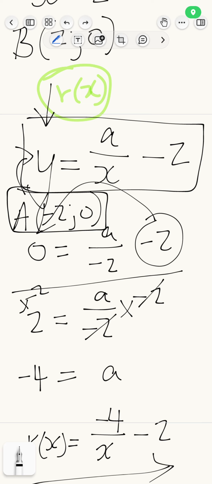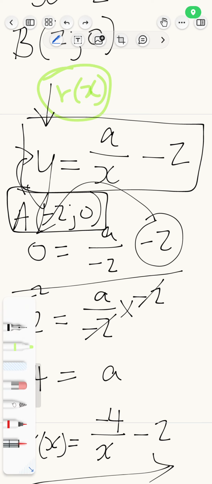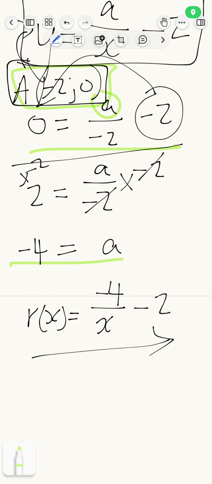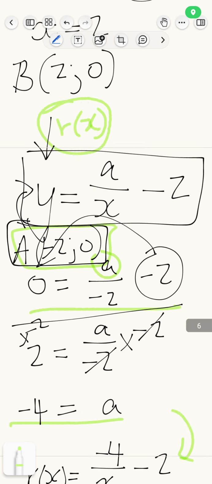If you have one unknown, you need one coordinate. The coordinate we had was also here, a, which is minus 2 and 0, and we substituted our coordinate into our equation, and then we found our missing variable, our unknown, which was a. Then we substituted a back into the equation of r, and now we have the equation of the hyperbola.